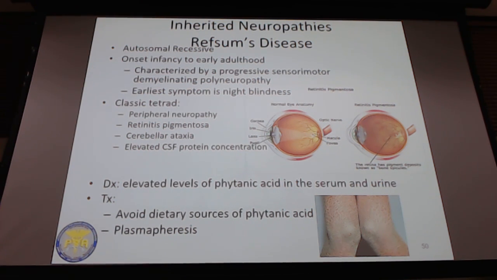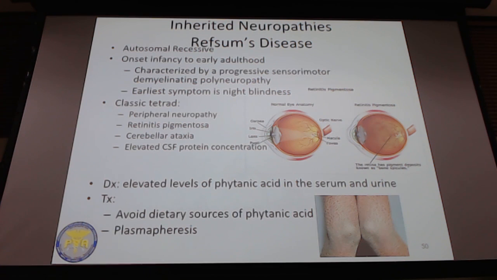Cerebellar ataxia, and then elevated CSF protein concentrations. So that's kind of, we haven't talked about anything really that you start to get this numbness and tingling in your hands and feet. You can't see, you can't walk, and then eventually if they do an LP, they'll see elevated CSF. So you got to think Refsum's for that one, and that's usually in your kiddos.